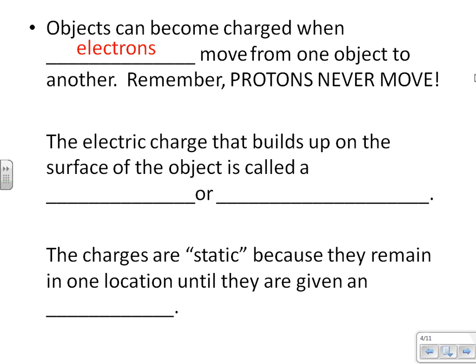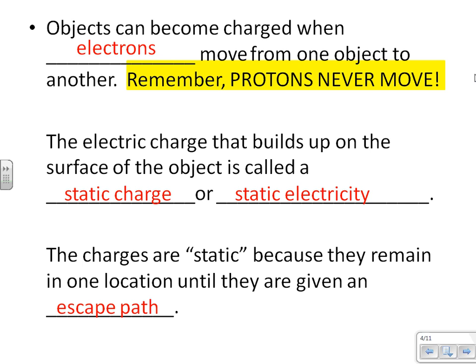The electric charge that builds up on the surface of an object is called a static charge or static electricity. And the charges are called static. Static basically means that they cannot move, so they remain in one location until they're given an escape path. We're going to talk about what that means a little bit later on. So the big thing you have to remember: only electrons are ever going to move. We're going to draw a lot of examples, a lot of diagrams. Only electrons can move. Protons never move.